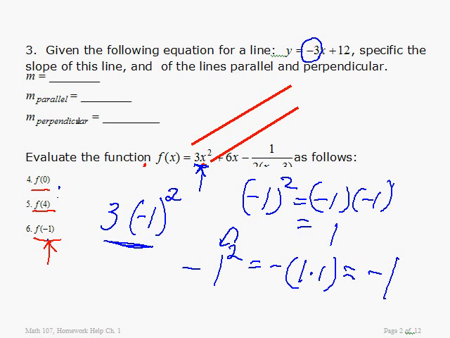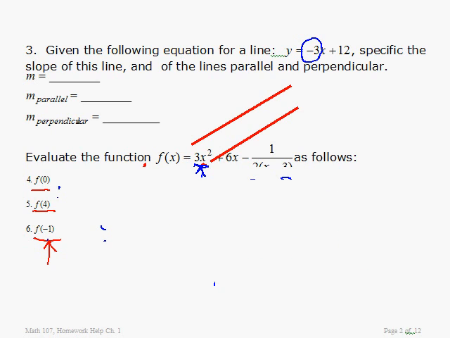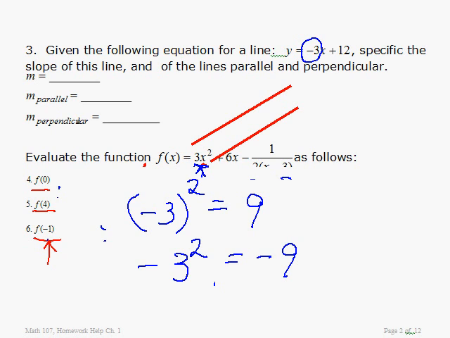I'll give you another example. Okay, I've got (-3) squared. That means -3 times -3, which is a +9. If there's no parentheses, that means just square the 3. That answer is -9. So be a little careful with that -1 there.